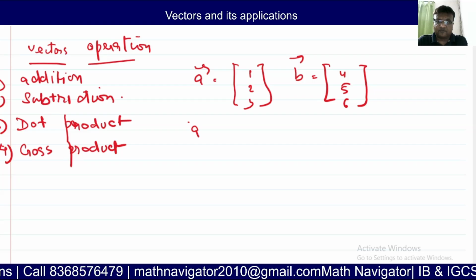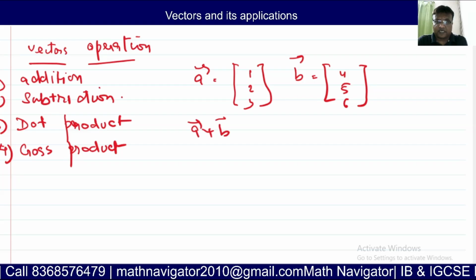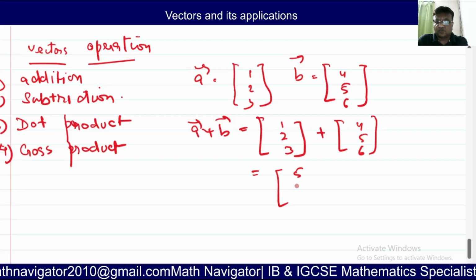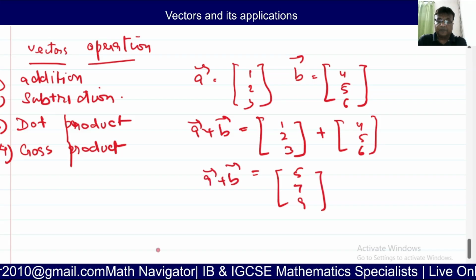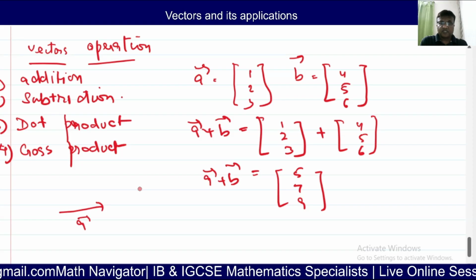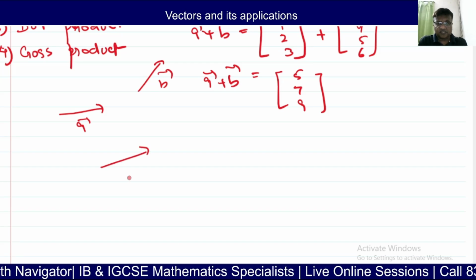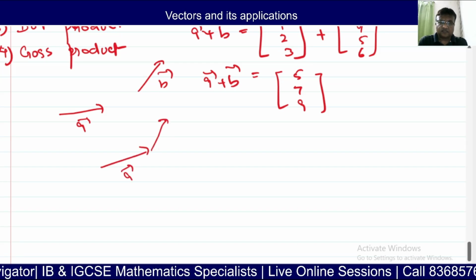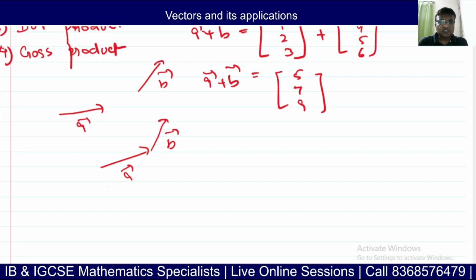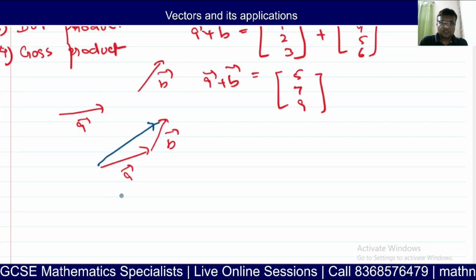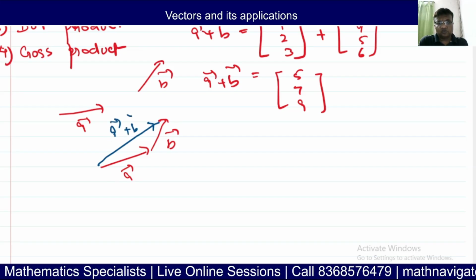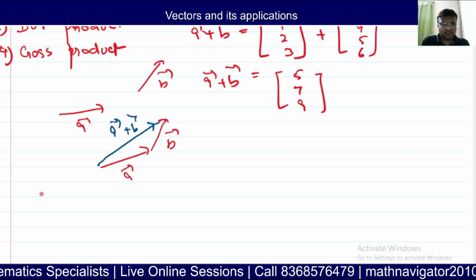So if I have to add two vectors, vector A plus vector B, this will be 1, 2, 3 plus 4, 5, 6, which will give me 1 plus 4, 5, 2 plus 5, 7, 3 plus 6, 9. So this is my vector A plus vector B. But how will I do it when I have vector A here and vector B here? What I need to do is write this vector like this and take this vector like this. So this vector will give me vector A plus vector B. This is called the triangle law of vector addition.